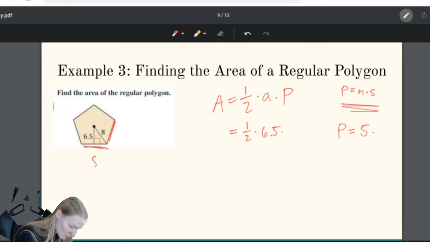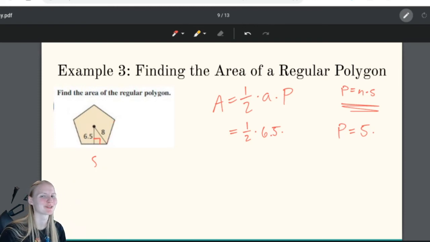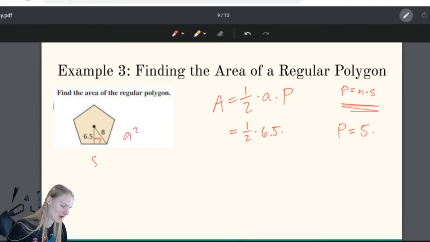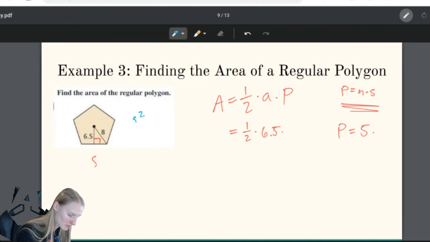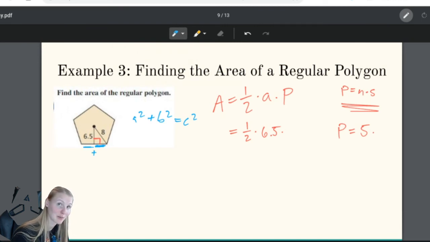Hey! I have a right triangle right here. What do I know about right triangles? That's right. We know a squared. In fact, let's do a different color. We know a squared plus b squared equals c squared. So I can find this chunk of the triangle, and then I know two of those. If I just take this plus this, then I can get my side length. Remember that c is the hypotenuse, and it doesn't matter what a and b are.